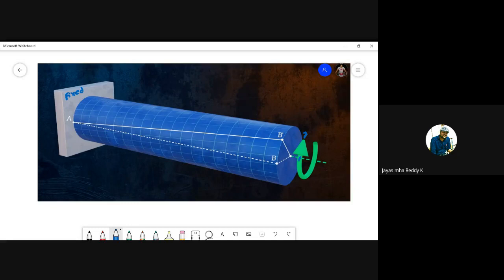And the second assumption is it obeys Hooke's law. Hooke's law states that Young's modulus or modulus of rigidity G is equal to stress by strain. Then the third point is twisting couple acts on the transverse planes only. If you see here, these are all the transverse planes. So twisting couple acts on the transverse planes only.